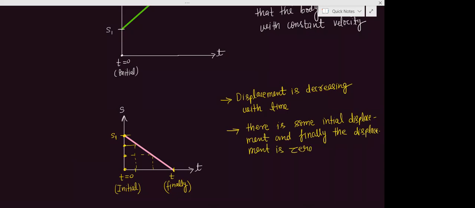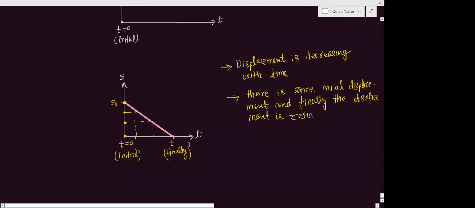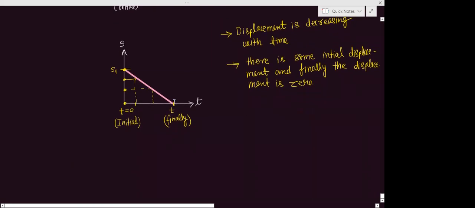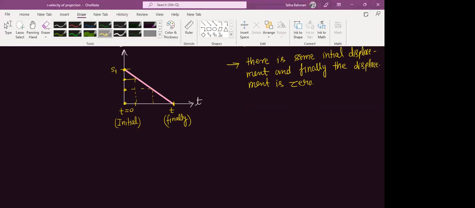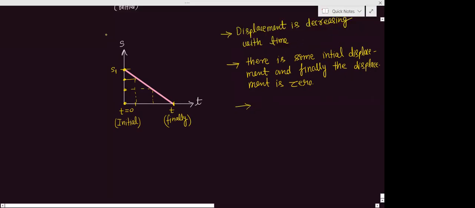Beta, are you getting it, Rayyan? See, at t is equal to 0 this is the displacement. After some time t, finally the displacement becomes 0. And this graph is a straight line graph, so you can say the body is moving with uniform velocity.